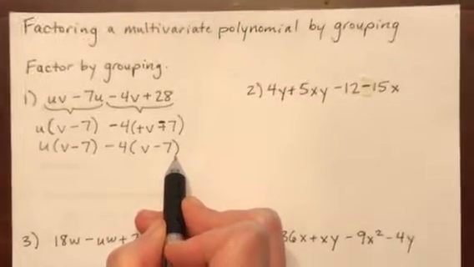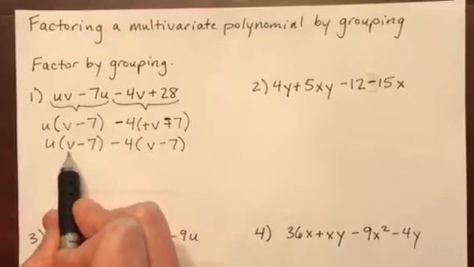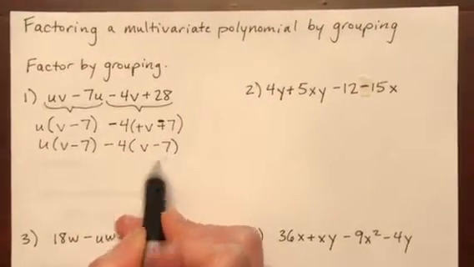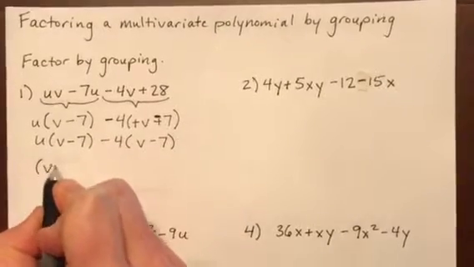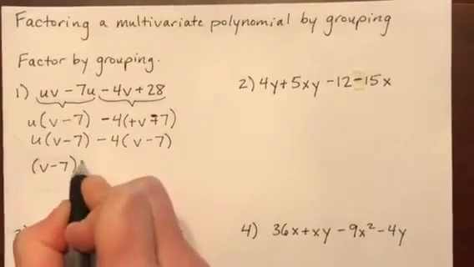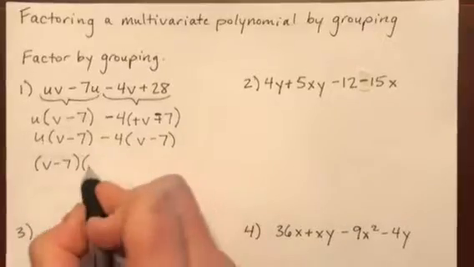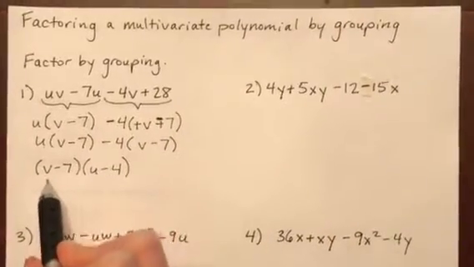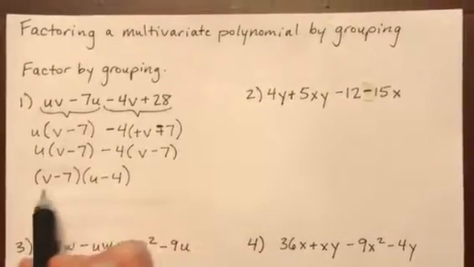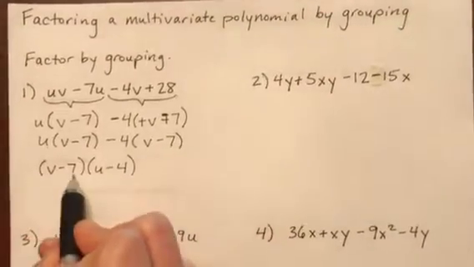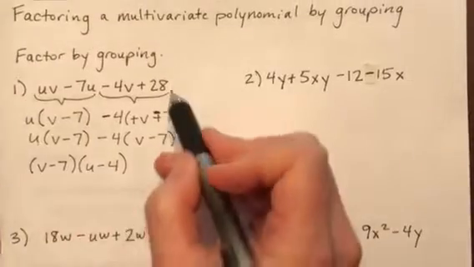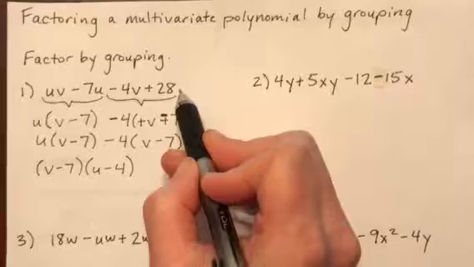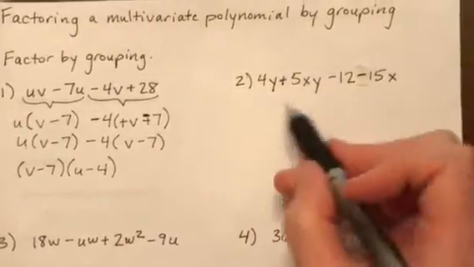Now look at this as 2 terms being subtracted, and look for a greatest common factor between those 2. You notice that this first set has v minus 7, and the second set also has v minus 7. So if I factor out the v minus 7, that would leave me with u minus 4. And if you want to check if you've done this correctly, you could simply FOIL these 2 binomials to make sure that they equal your original polynomial. Let's move on to the second one.